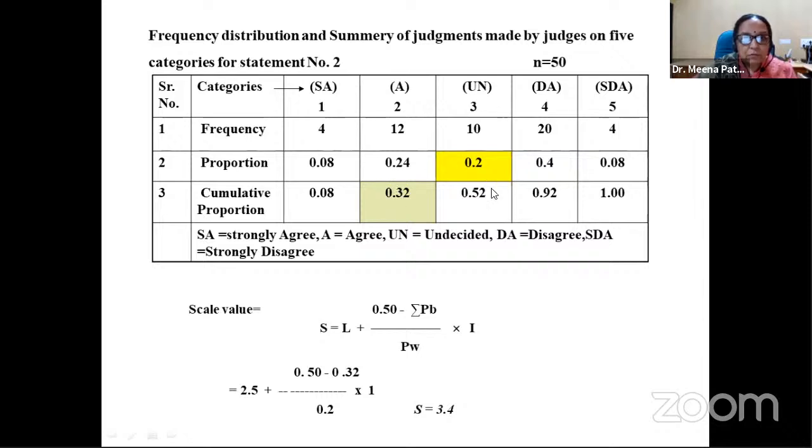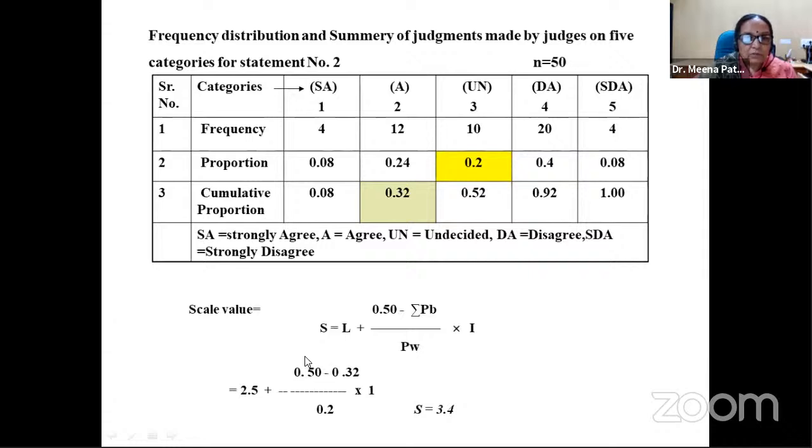So now applying these values to the scale value, with the lower limit of the scale in which the median falls. How is it calculated? 50% of 50 is 25. Where are the 25 numbers placed? Say 4, 12, 10, here they are 26. So it may fall in between the second and third column. That's why the lower limit of the scale is 2.5. Again, I am repeating, 50% of 50 is 25, and it falls where 4 plus 12 is 16, plus 10 is 26. So in between 2 and 3 it falls, so that's why the value is 2.5.